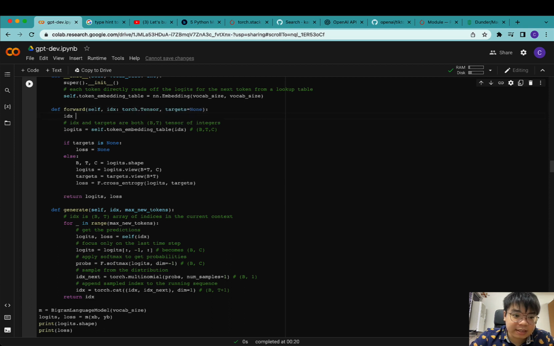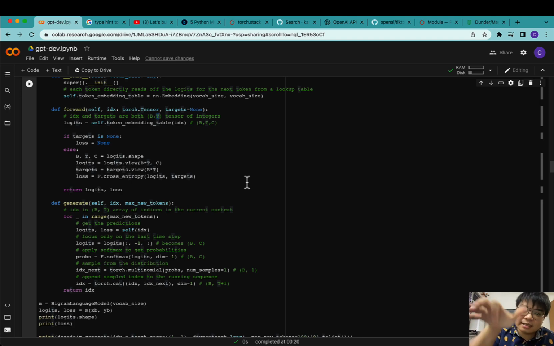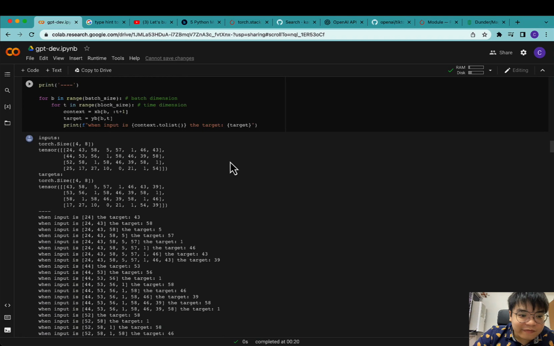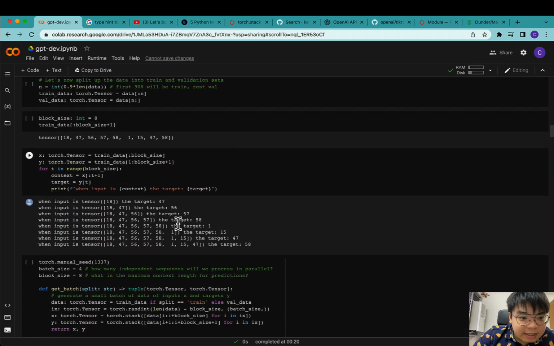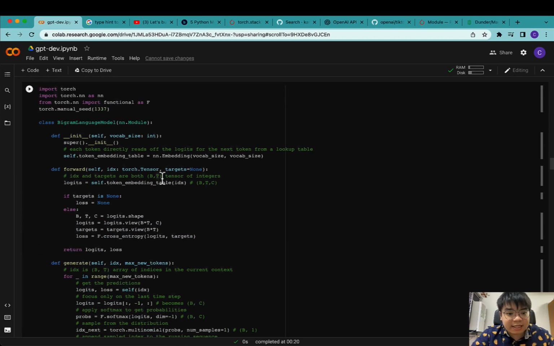So idx is, oh, okay, nice. So Andrej actually gave the dimensions here in the Python notebook already. So the first dimension is the batch, and the second dimension is the t. So t in this case is the size of the chunk, if I'm not mistaken. Oh sorry, the block size. So t is the block size.